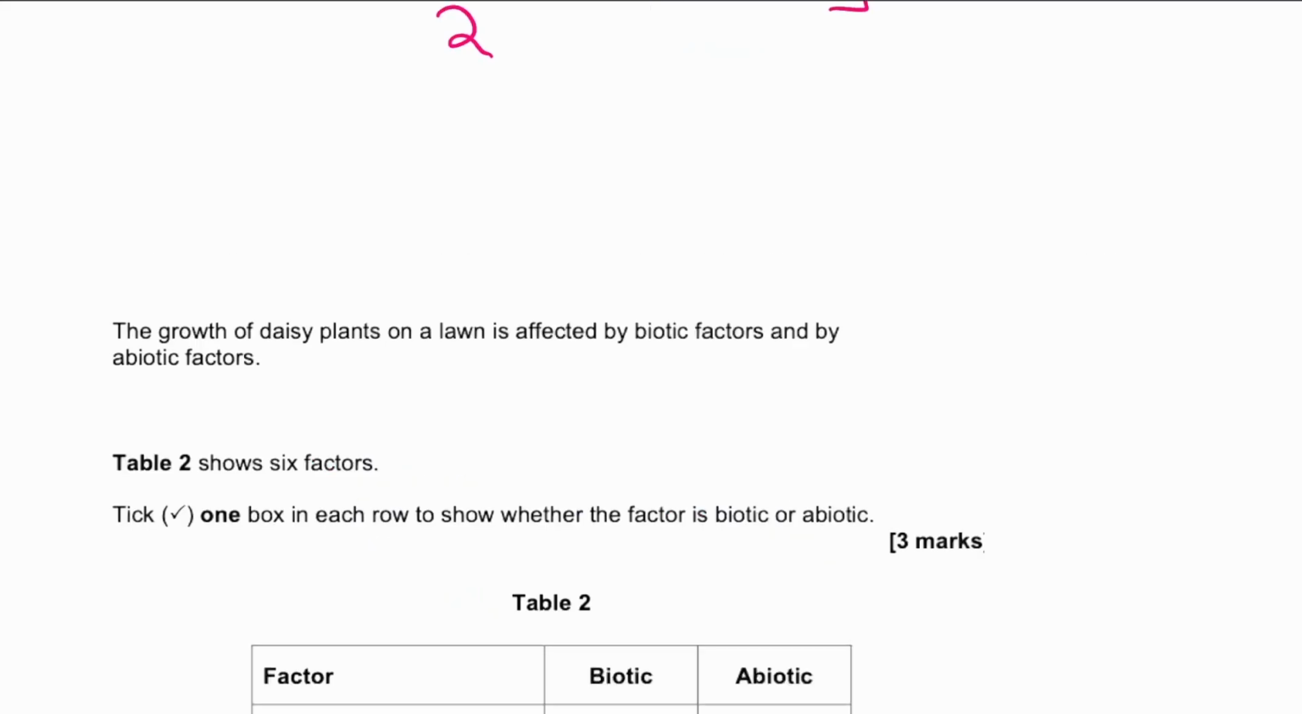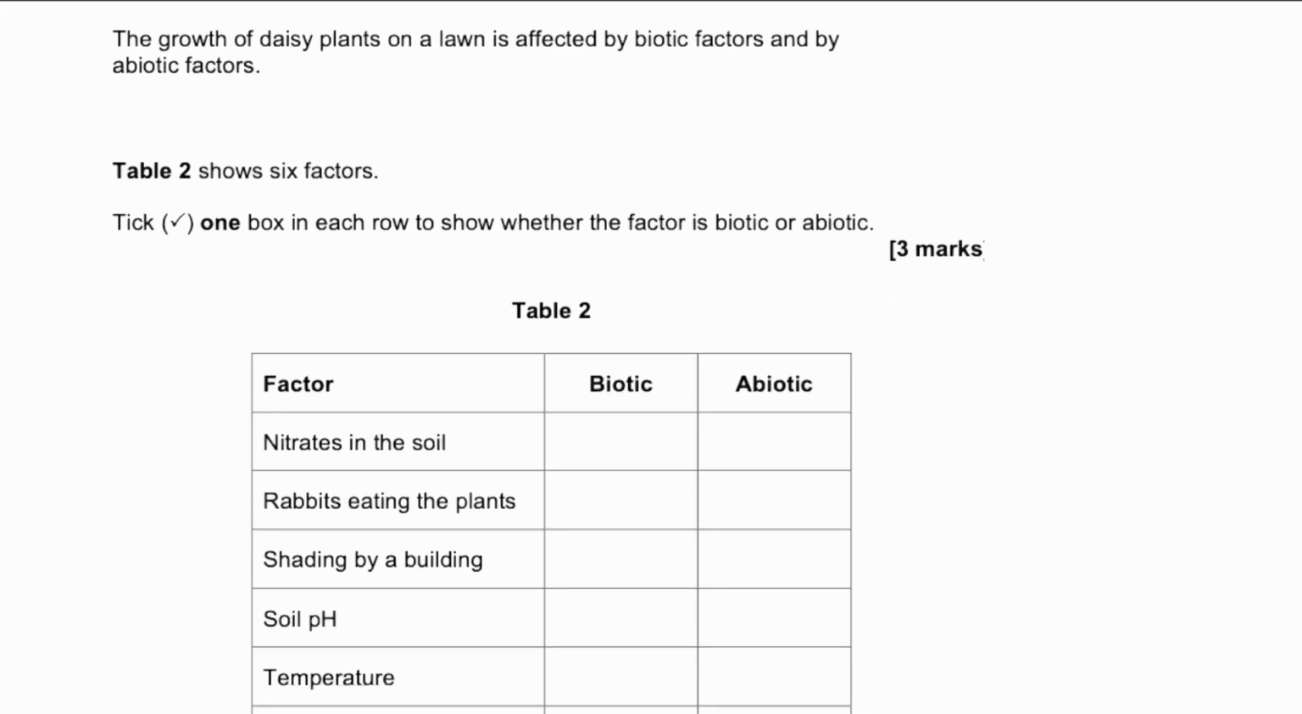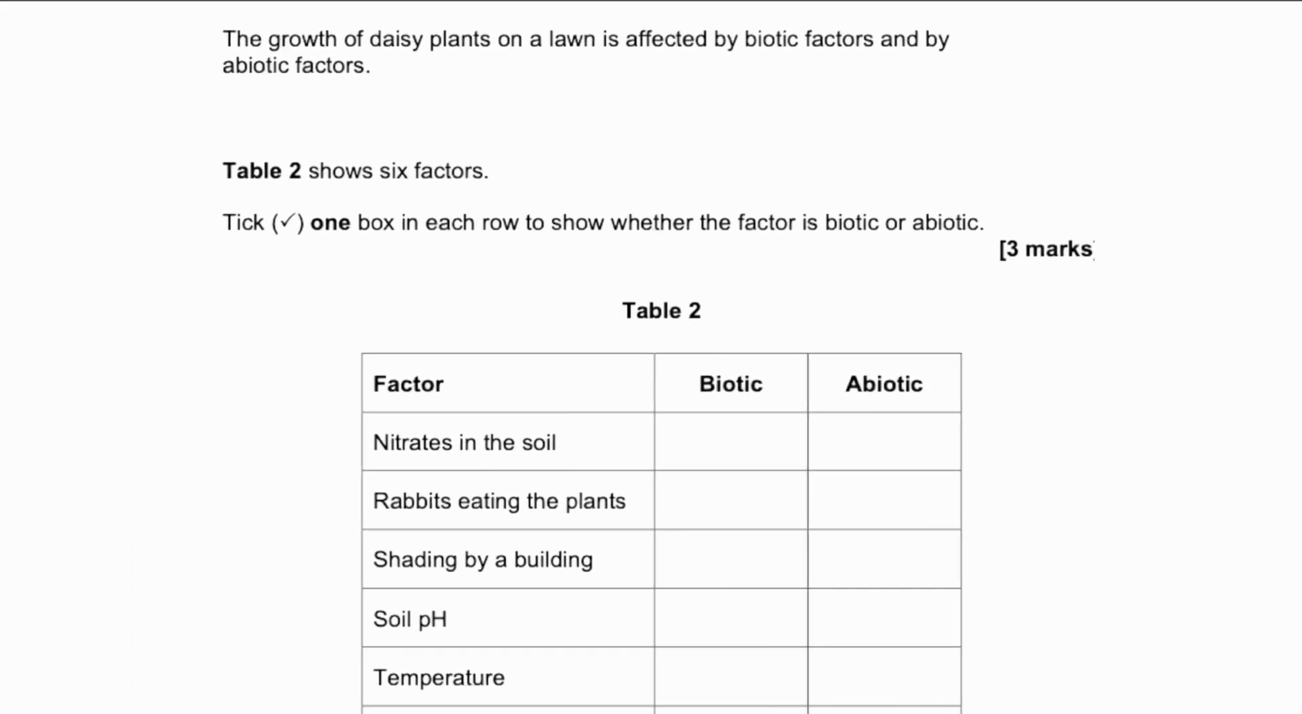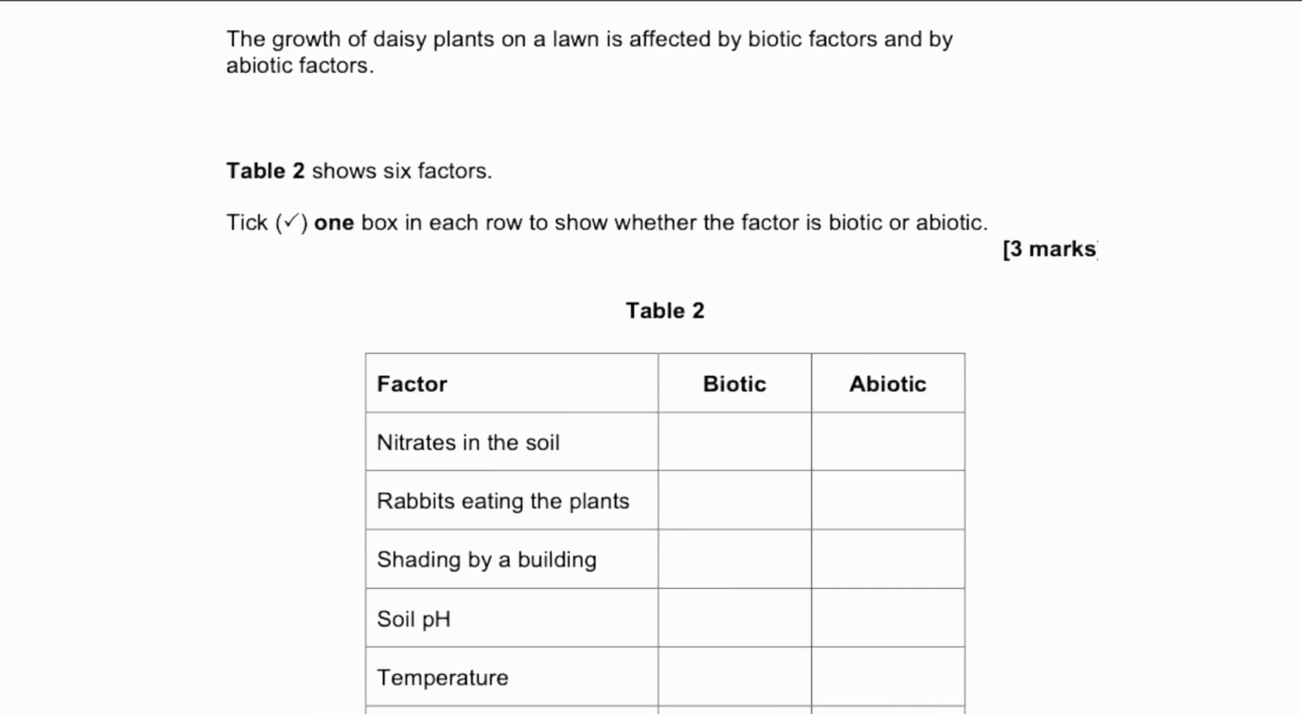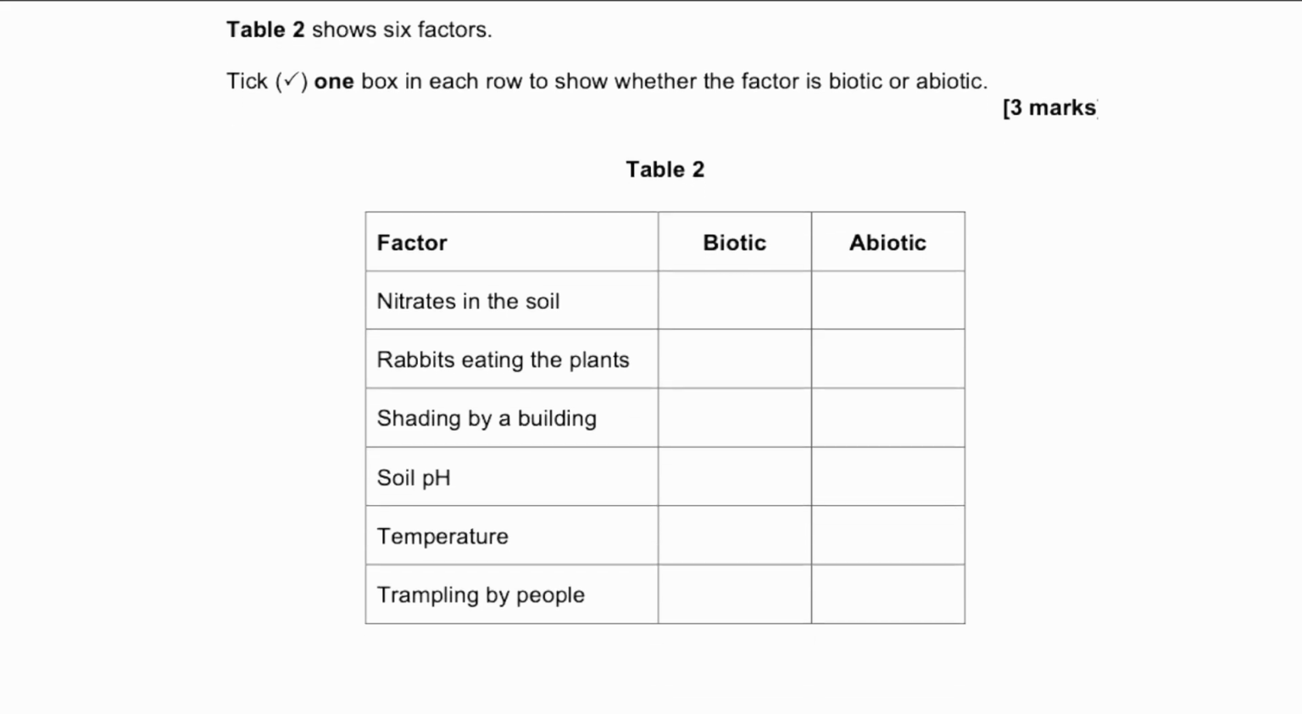Okay, now we're moving on to some plant questions. The growth of daisy plants on a lawn is affected by biotic factors and by abiotic factors. Table 2 shows 6 factors, and you want to basically sort which ones are biotic and which ones are abiotic. Okay, so I'll give you guys a chance to go through those.